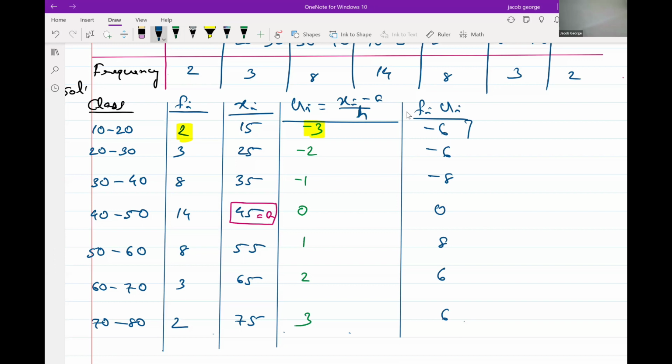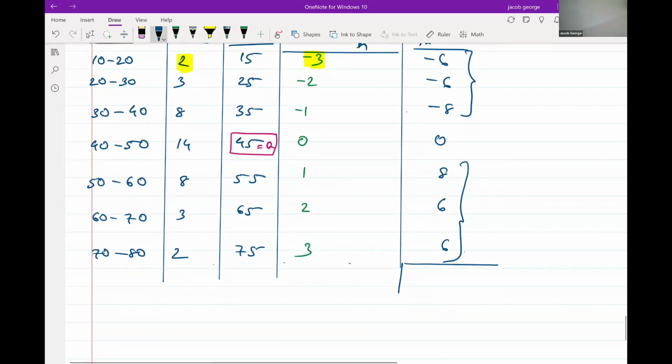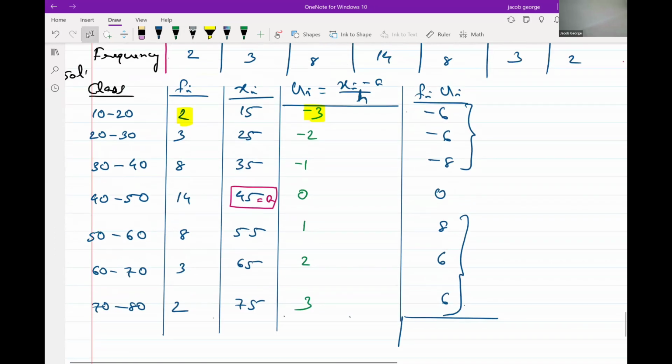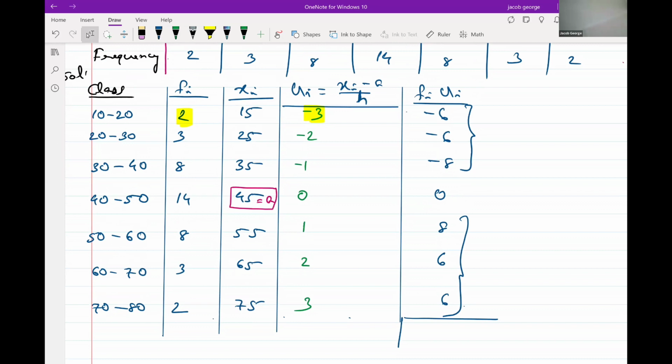Then you will add the negative terms and the positive terms. Their difference will be sigma Fi Ui. What is the sum of negative terms here? Minus 20. And sum of positive terms? Okay. It is not necessary to be the same. Here it comes same. The difference will be sigma Fi Ui. So what is sigma Fi Ui in this question? It is 0. Sigma Fi Ui is 0. Clear?